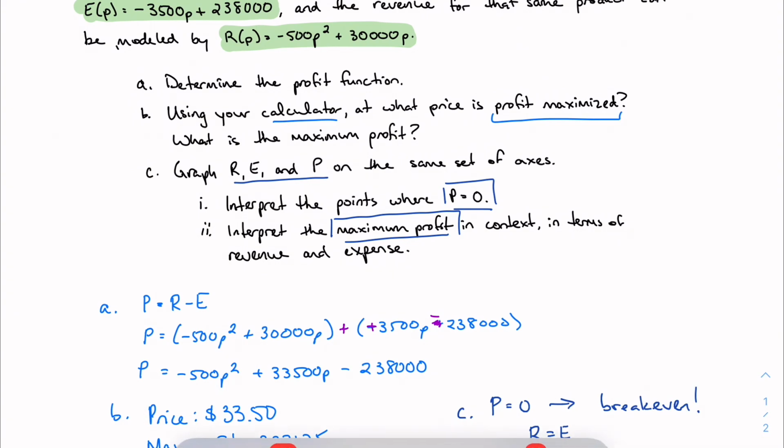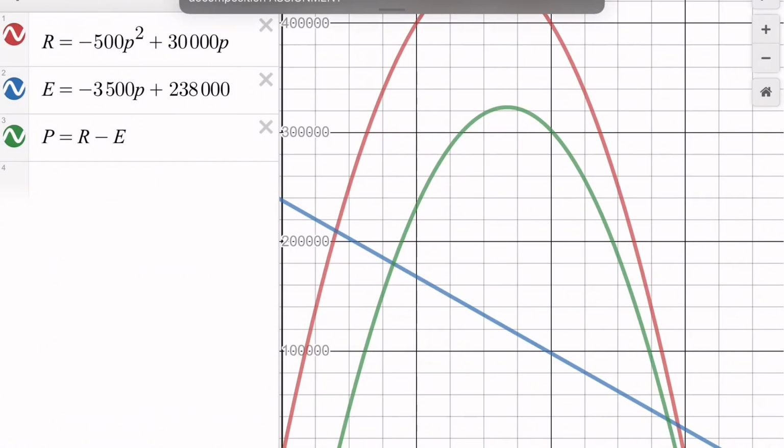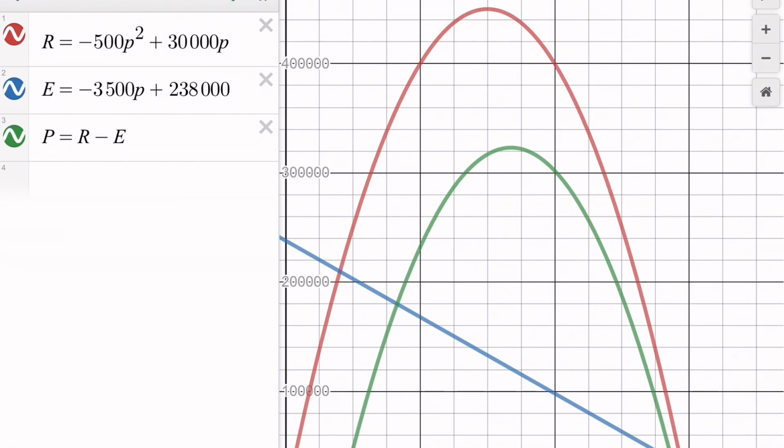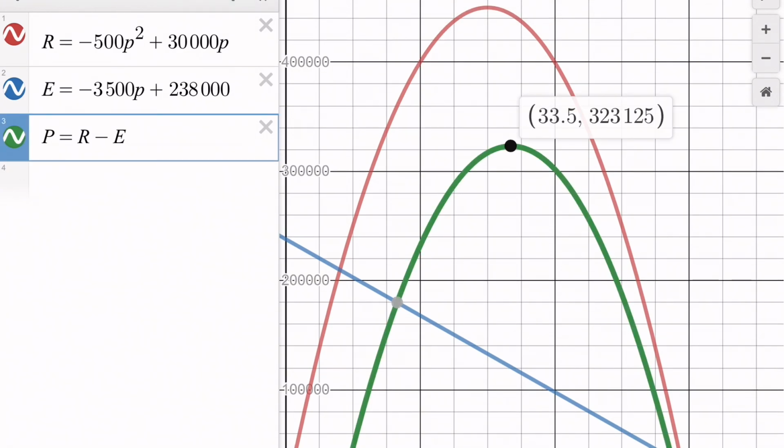So what does the maximum profit mean? Here is my maximum profit right there. And we just calculated this by hand, right? $33.50. The maximum profit point is, well, if I were to find the differences between revenue and expense, the red and the blue, throughout the entire function, this is the point where the revenue function is furthest away from the expense function. It's the greatest distance, the greatest difference between revenue and expense.